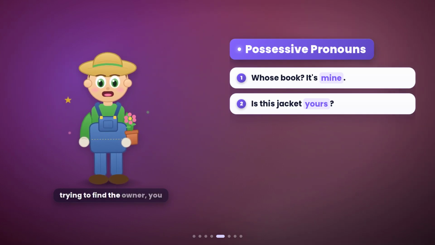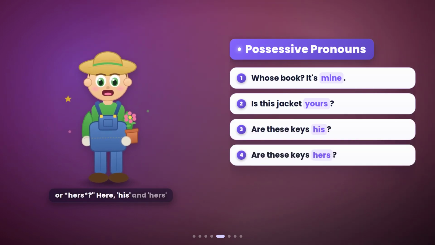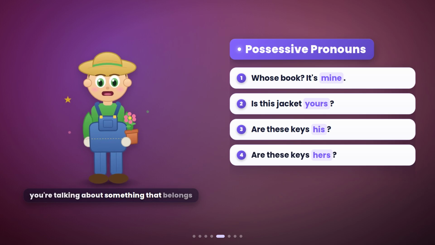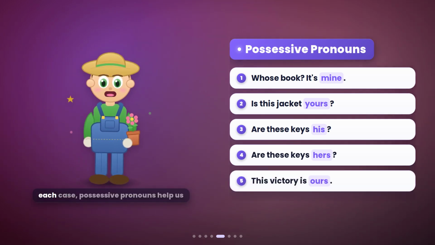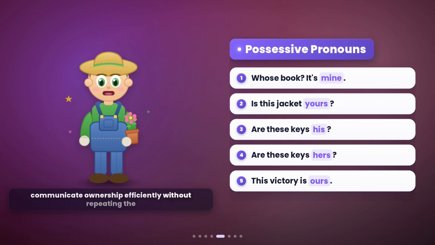If you're trying to find the owner, you might say, "Are these keys his or hers?" Here, his and hers are possessive pronouns that replace his keys and her keys. Finally, if you're talking about something that belongs to both of you, you might say, "This victory is ours." In each case, possessive pronouns help us communicate ownership efficiently without repeating the noun.